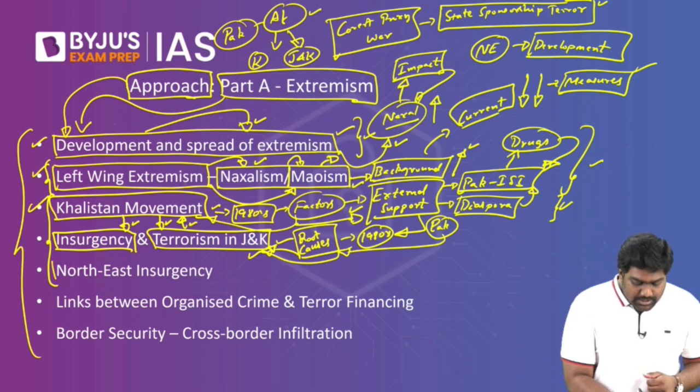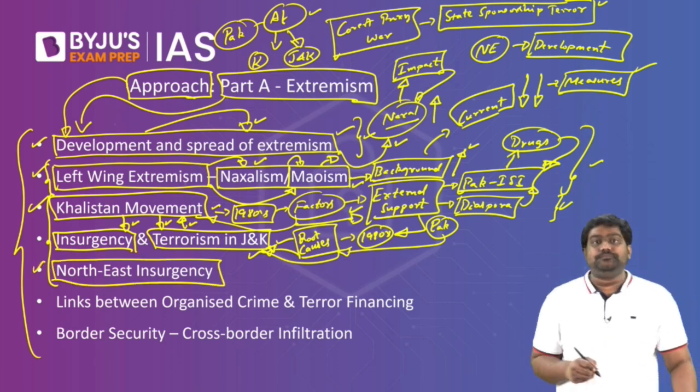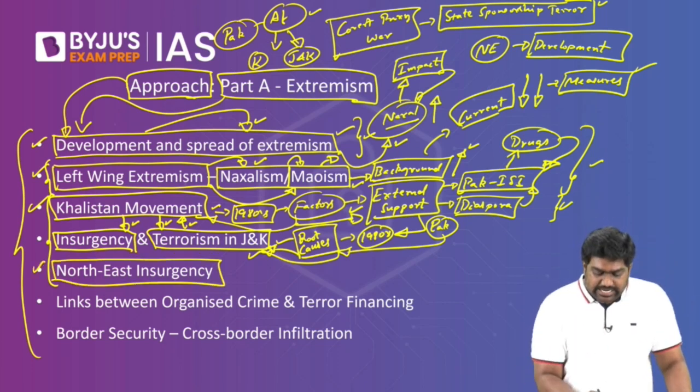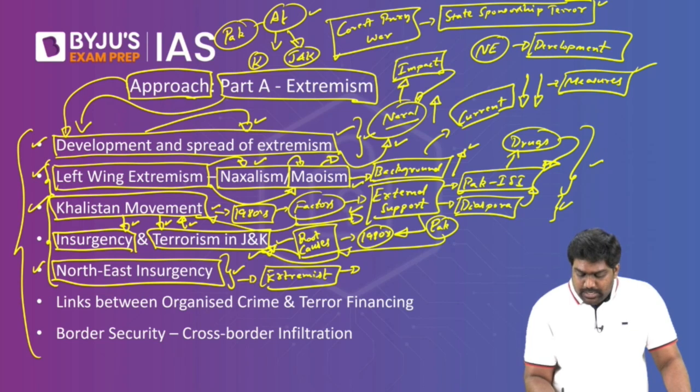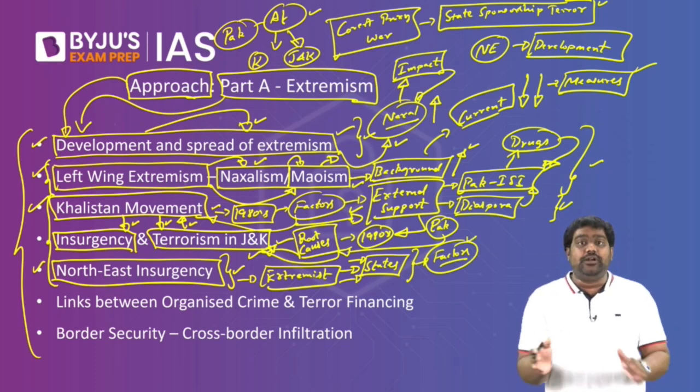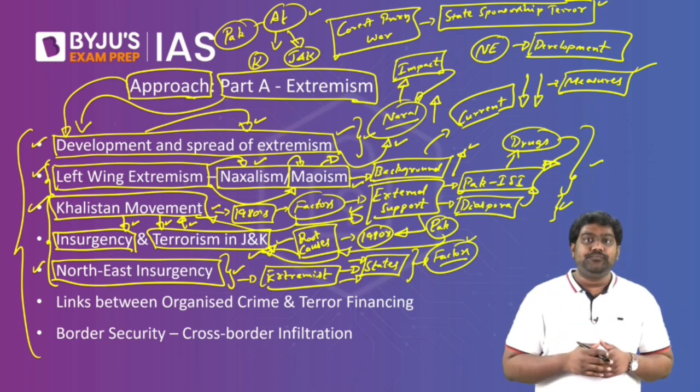Once you cover this, you can focus on the Northeast region, develop a broad understanding of the Northeast and how the region has become vulnerable to various extremist activities. Once you cover the region at large, break down the topic and take a look at each state and understand the root causes and the root factors which have contributed to different insurgencies in different states.